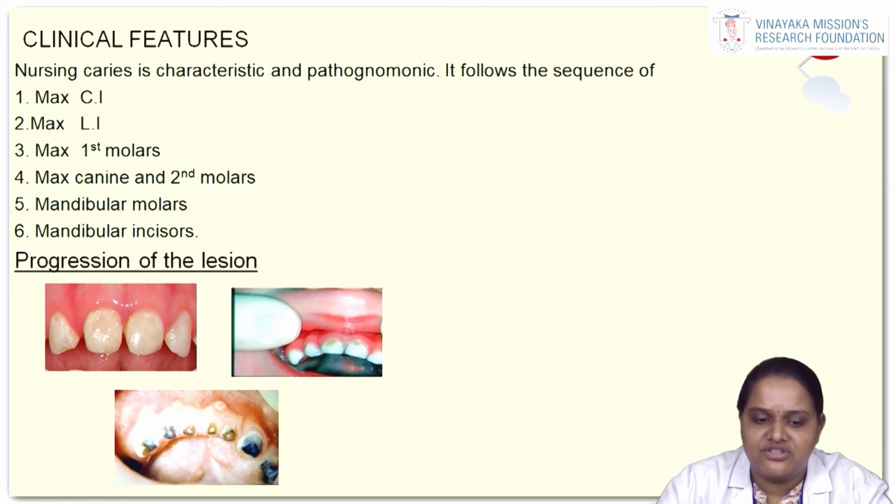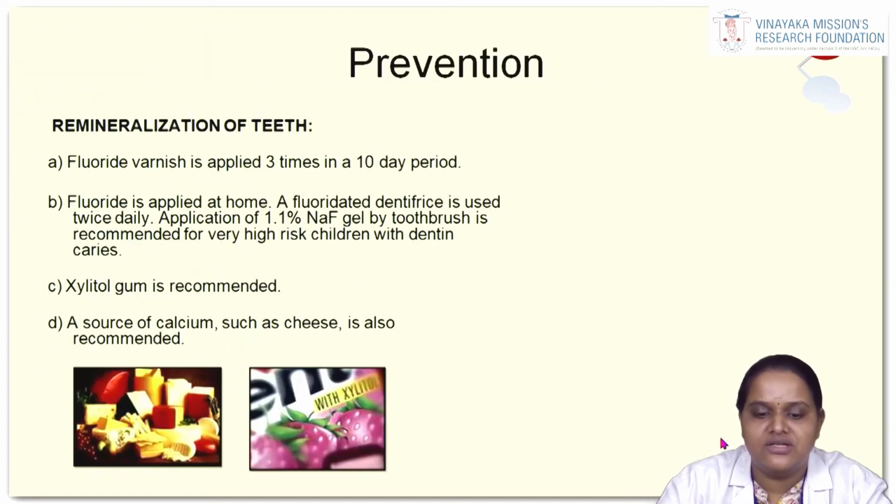This is about the clinical features. Nursing caries has a characteristic and pathognomonic pattern. It follows a sequence of maxillary central incisors affected first, followed by the maxillary lateral incisors, then the maxillary first molars, maxillary canines and second molars, then comes the mandibular molars and incisors. And that's how the progression of the lesion begins from one to the other.